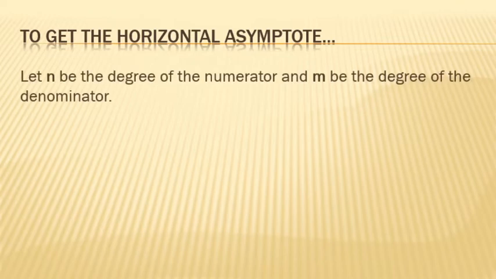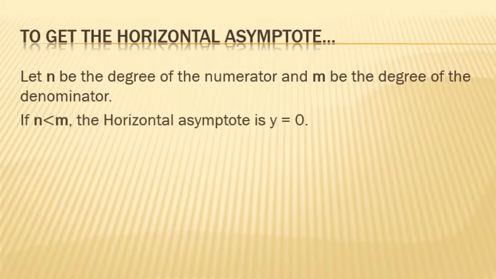Next, we are here to get the horizontal asymptote. May rule dito, 3. Let n be the degree of the numerator and m be the degree of the denominator. Pag sinabing degree, ito yung highest exponent ng isang equation. If n is less than m, ang horizontal asymptote natin, automatic, is y equals 0.